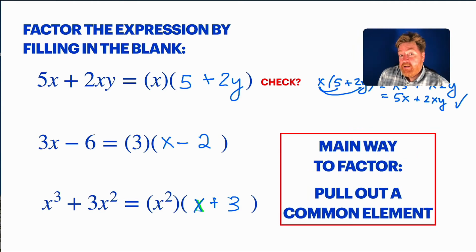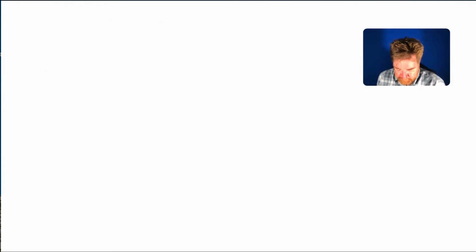What we stumbled upon here is probably the main way to factor by pulling out a common element amongst the terms. Okay? So you want to look for something that all the terms have in common, and you factor that out. In our 3 examples, it was an x, a 3, and the x squared, 2 factors of x. All right, so let's build on that.